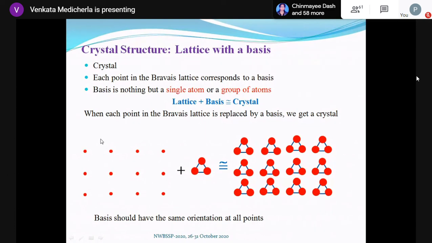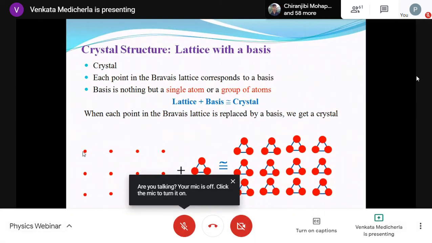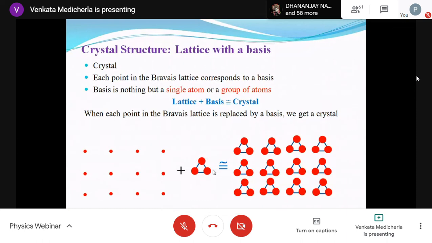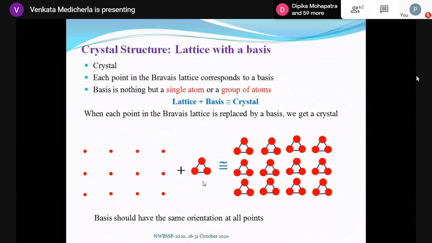Suppose I have taken this square lattice, and I add a basis like this. My basis is a triangle, and each corner is occupied by an atom. Okay, this is my basis. A basis can be anything. You can have a three-dimensional basis. You can have a basis which is like a dipole, two charges separated by a short distance. Anything you can have. But I have taken a basis like this.